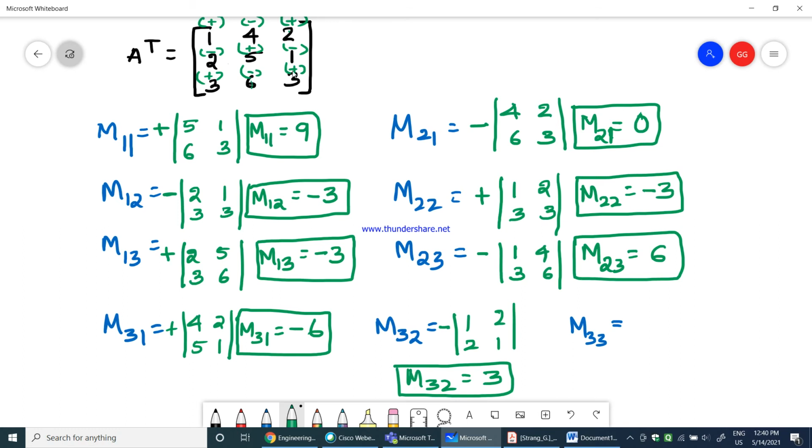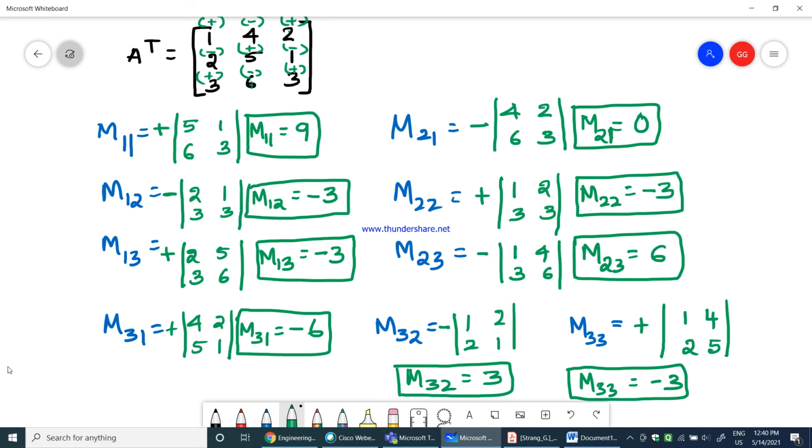Finally M33 is based on this, which is plus of this column, this row. Okay, this column, this row, it is 1 4 2 5. So M33 equals 5 1s are 5 minus 4 2s are 8 is minus 3. Okay, so we got all this.